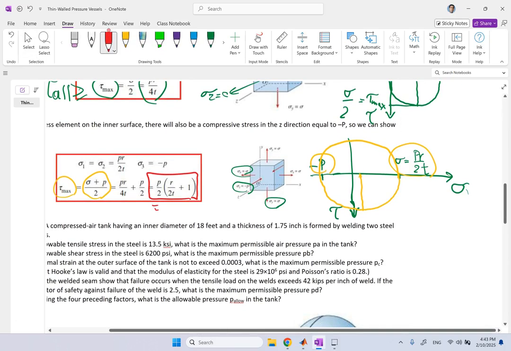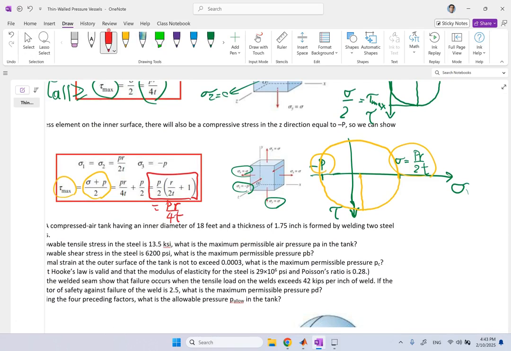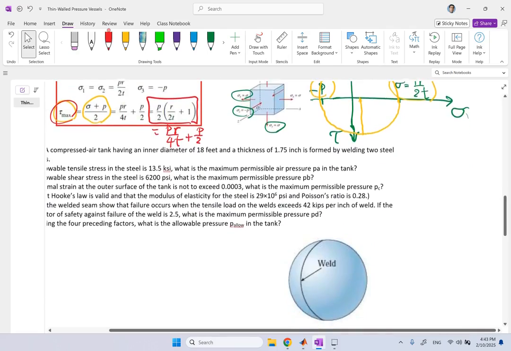This one is your maximum shear stress, because this is bigger than this top one here. Because you can see this is PR over 4T and then plus P over 2. So clearly this is bigger than that by P over 2. And so for that reason, this is the maximum potential shear stress anywhere in the spherical tank.